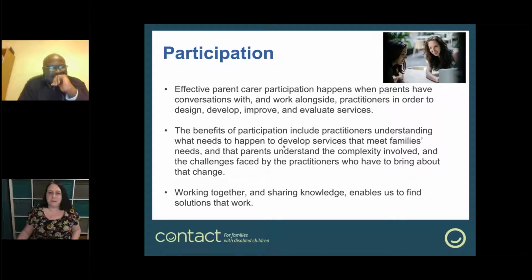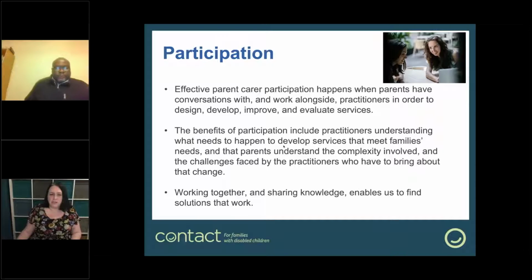Absolutely. So you're participating. Good example of how to participate. So effective parent carer participation happens when parents have conversations with practitioners and work alongside them. So it's not just about reviewing a service, but it's actually all the stages through. So it's the design stage, the development, really evaluating how services are working.